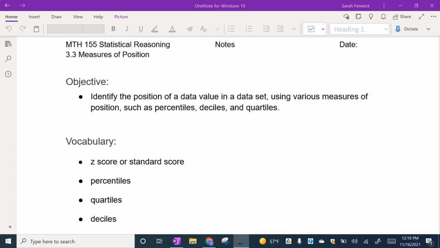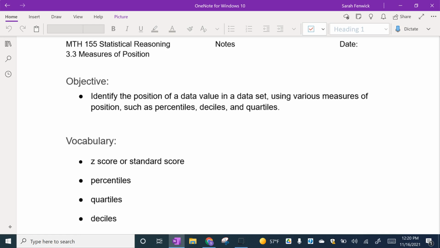Previously in Chapter 3, we've talked about measures of central tendency and measures of variation. So we did mean, median, mode, mid-range, things like that, standard deviation, variance, range, things of that nature. Now we're going to talk about measures of position. How can we compare things position-wise in relation to their other data?